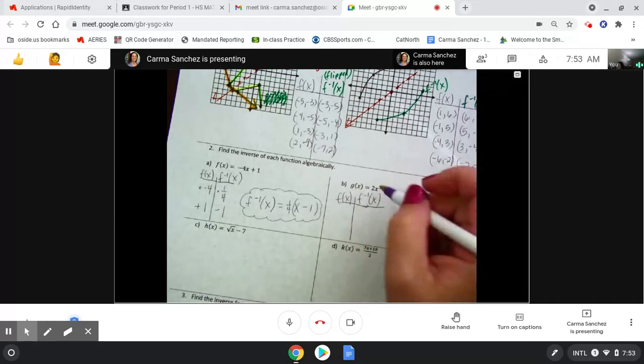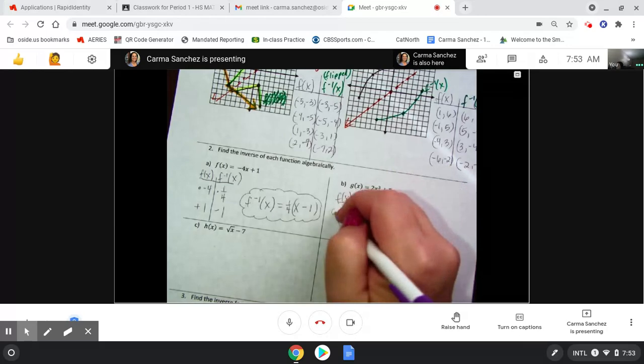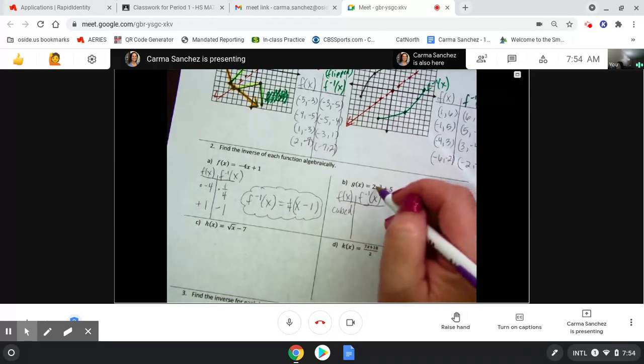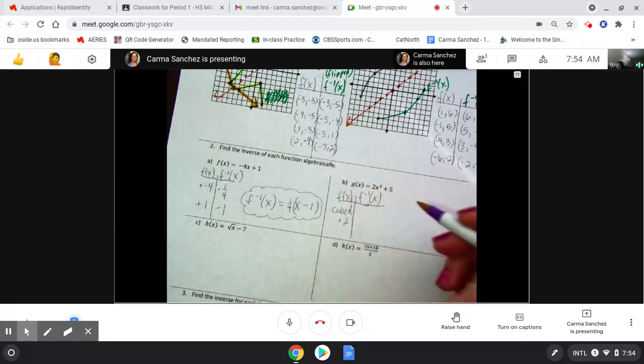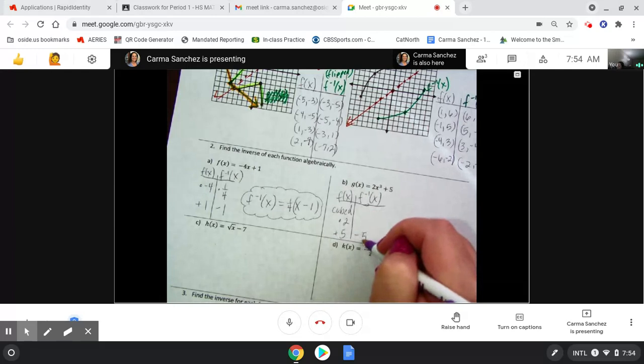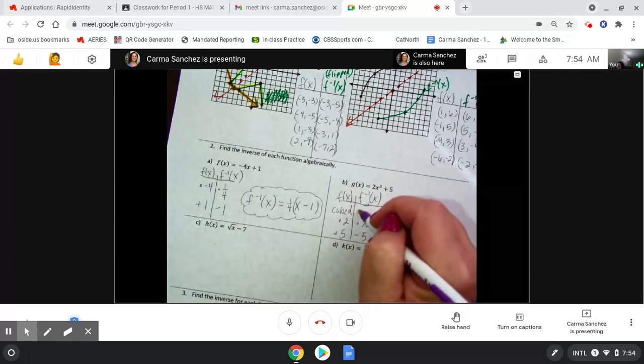This time there's 3 things happening to the x. The first thing happening is it's cubed, or x to the power of 3. The second thing happening is it's multiplied by 2. And the third thing that's happening is there's adding 5. So I'm going to subtract 5. I'm going to multiply by a half, and then I'm going to cube root it.